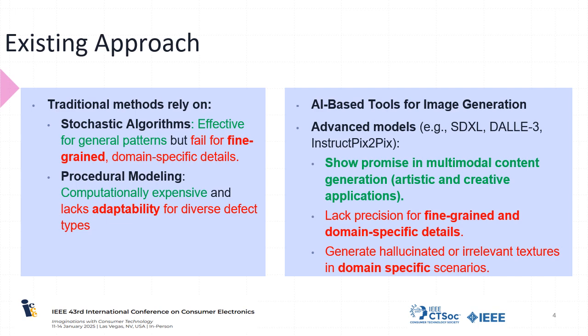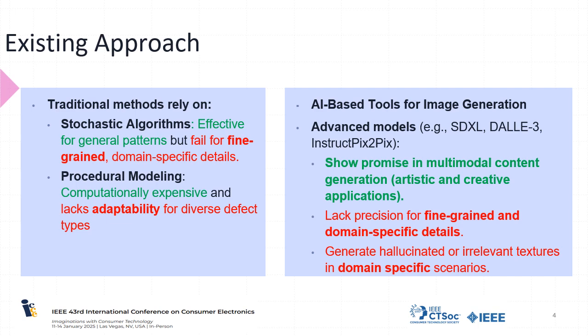For example, stochastic algorithms are efficient for general patterns, but they struggle to capture the subtle variations and complexities of real-world defects. On the other hand, procedural modeling is capable of producing detailed textures, but it is computationally expensive, which makes it unsuitable for deploying on mobile devices. And these devices often have limited memory and power consumption ability.